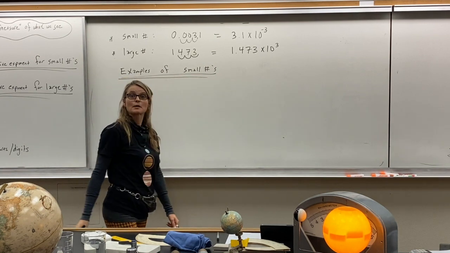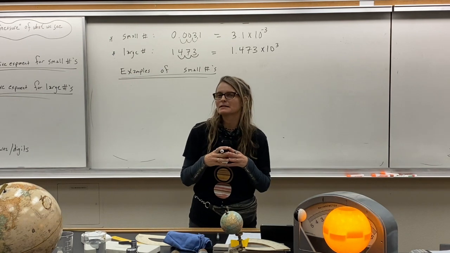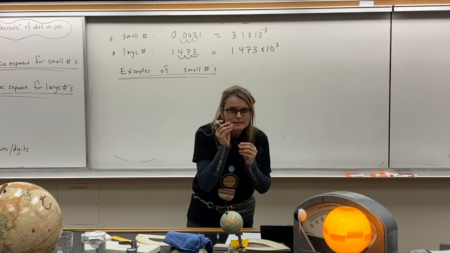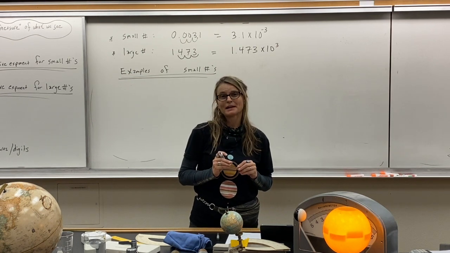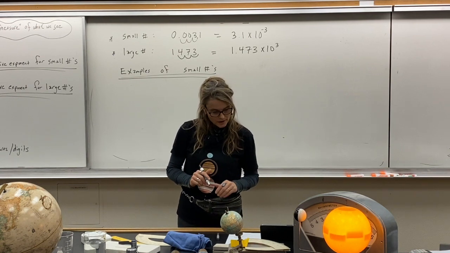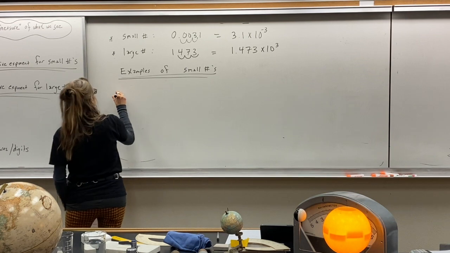Let's give you some examples of small numbers. So when we're talking about things on a very small scale, let's say the mass of an electron, the mass of a proton, the sizes of atoms, really, really small increments of time. We're talking about very, very small numbers. So here's some examples, like the mass of an electron.